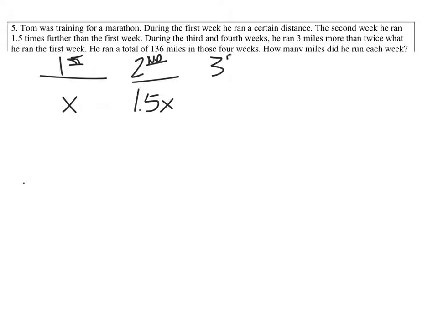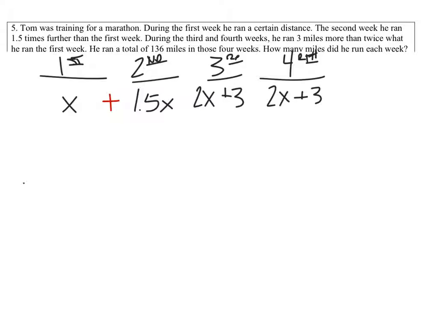And then the third and the fourth weeks, oh, I didn't do that right, but whatever. He's going to run the same amount of distance, which is 3 miles more than twice what he ran the first week. So we got the first week, twice that, but then 3 miles more. Not just for the third week, but for the fourth week as well. Well, as it turns out, when we add all of these, we should get the total distance he ran, which is 136 miles.